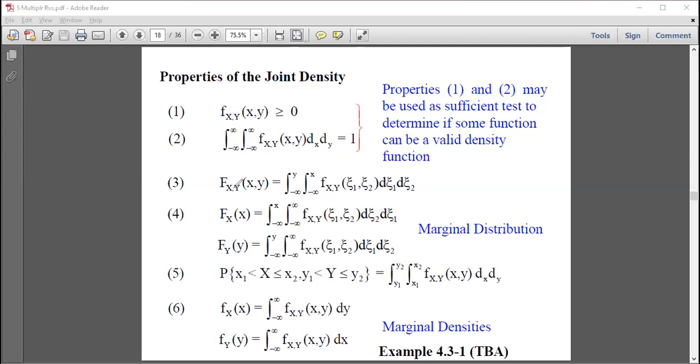The third property is the cumulative distribution function, the joint CDF. You can write it in such a way. This is how you describe it: probability of x less than small x, and y less than small y, and you close the parentheses. This is just the integral from minus infinity to x, and from minus infinity to y, of the density with respect to x and y.